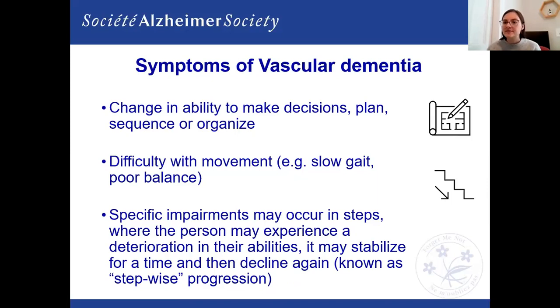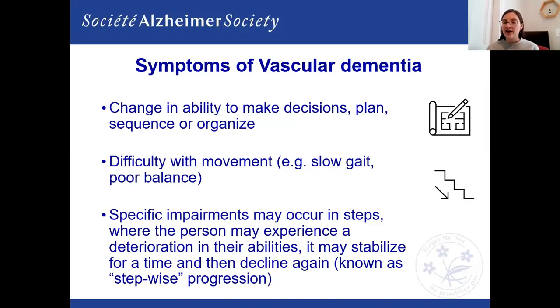So what are the symptoms of vascular dementia? We went through these 10 warning signs of Alzheimer's disease. This one isn't as long, I promise you. But here are some common ones. Changes in ability to make decisions, plan, sequence, or organize. Potentially difficulty with movement, maybe a slow gait. So when you're walking, not being able to walk as fast or maybe as evenly on both feet. Poor balance.